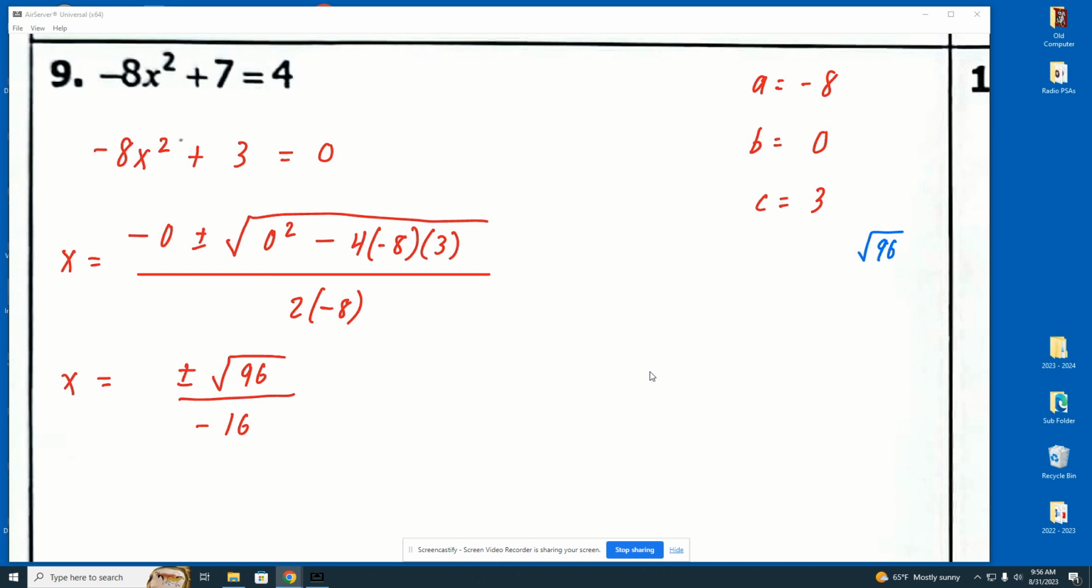Let's try a perfect square in 48. 36. Will 36 go evenly into 96? Okay, 25 definitely won't, will it? 16. How many times will 16 go in there? 6. So 16, being a perfect square, gets to break out as a whole number 4. So it's 4 square root of 6. So up top, what I'm left with is plus or minus 4 square root of 6 over negative 16.